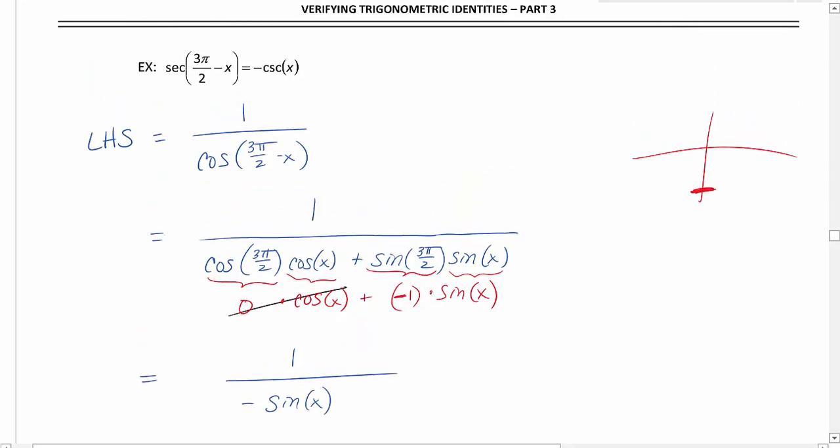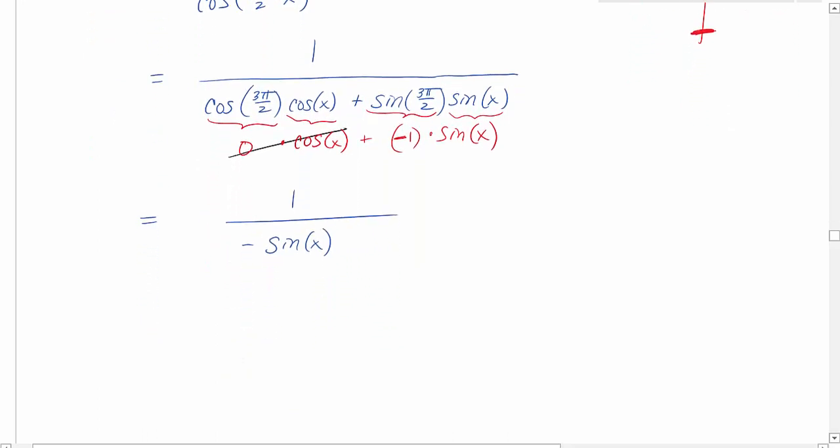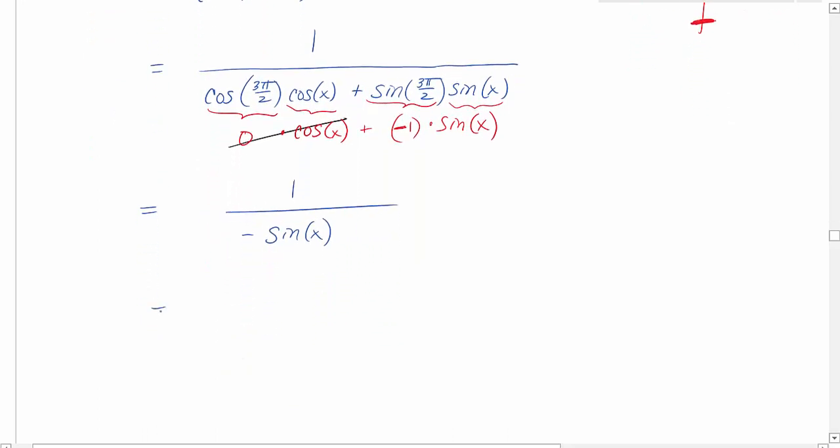And remember what we're trying to get to. We're trying to get to negative cosecant. 1 over sine is cosecant by definition. So this is negative cosecant of x. And there's our right-hand side.